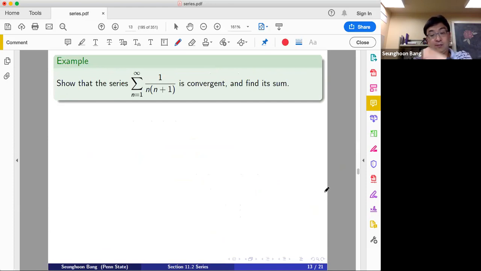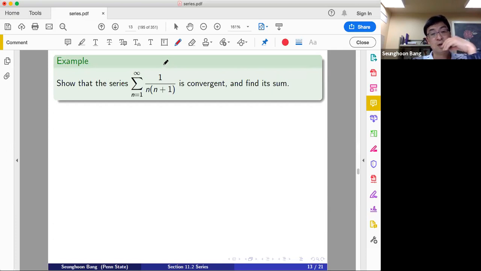The next one. Show that the series, summation n equal to 1 to infinity of 1 over n times n plus 1, is convergent and find its sum. So how can you solve this problem? What do you think? You can use this idea.